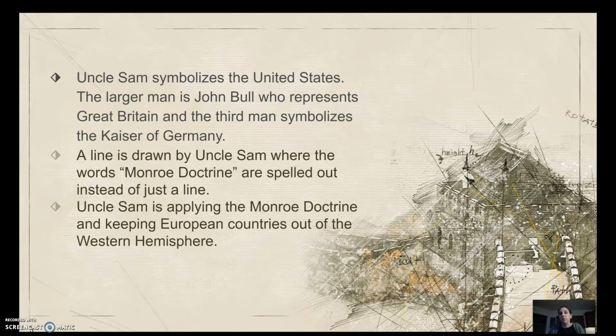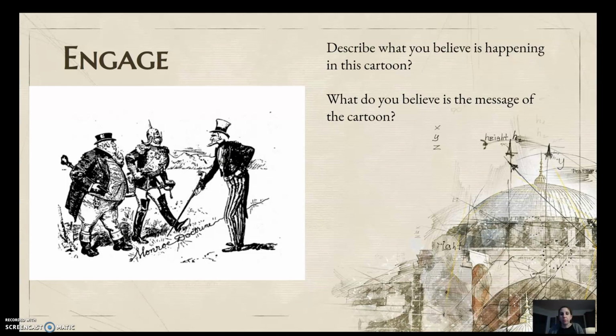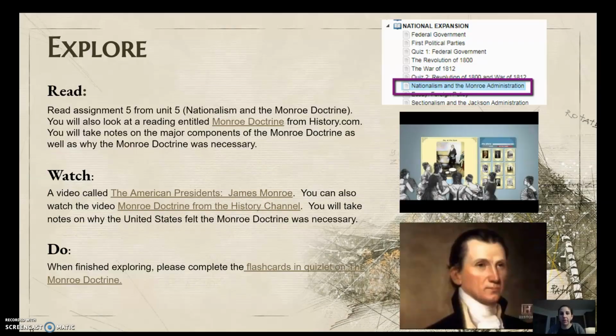So I know you might not know a lot about the Monroe Doctrine, but we're going to learn about that today. But just the idea that those words mean a separation between countries. And the United States is separating itself from other countries. Okay, so let's learn a little bit more about that.